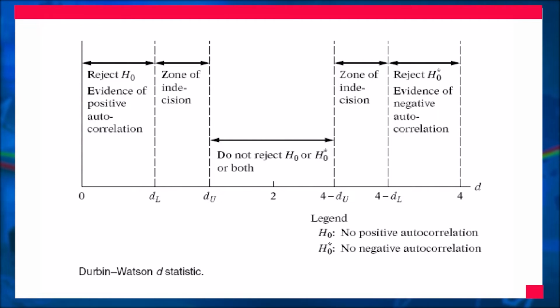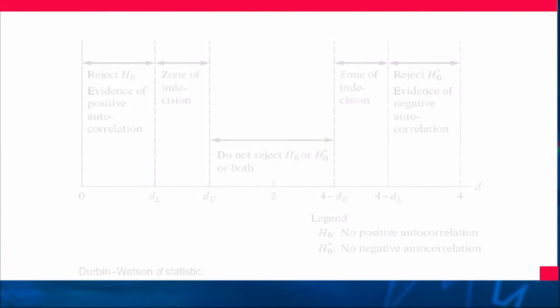But these two zones are inconclusive because D does not take any particular value. And again, if we come to D equal to 2, then we can understand that there is no autocorrelation. If D deviates from 2 towards 0 or deviates from 2 towards 4, then the null hypothesis gets rejected. Based on this, we can highlight the steps involved in the Durbin-Watson D statistic.